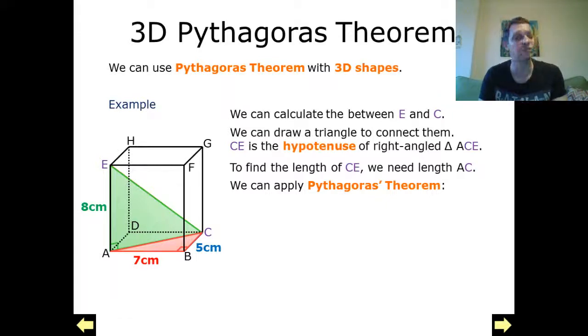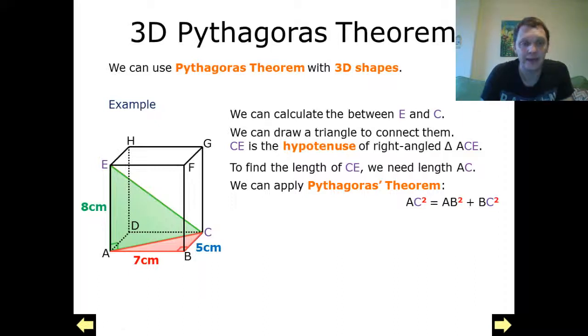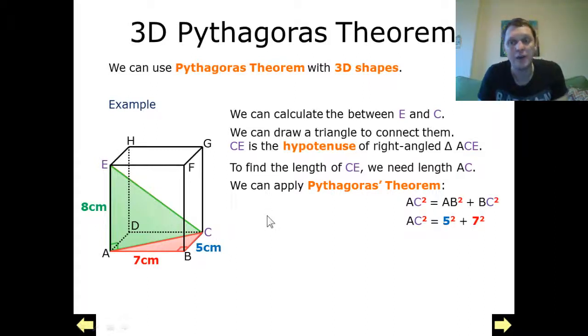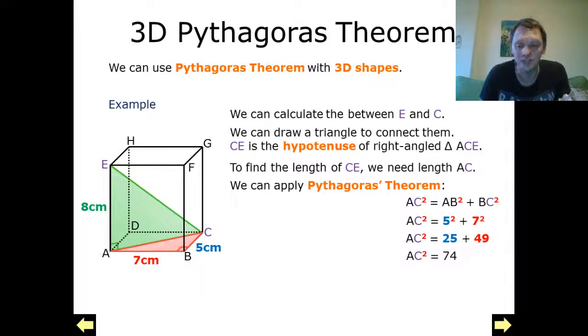So I'm going to use Pythagoras theorem twice. We're going to calculate the length of AC using AC squared equals AB squared plus BC squared. So 5 squared plus 7 squared equals 25 plus 49 equals 74. Now I could square root both sides and find out the length of AC, but because I'm going to be using Pythagoras theorem again, I'm just going to plug in my value for AC squared.